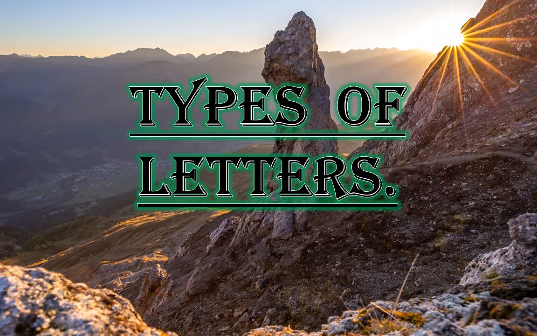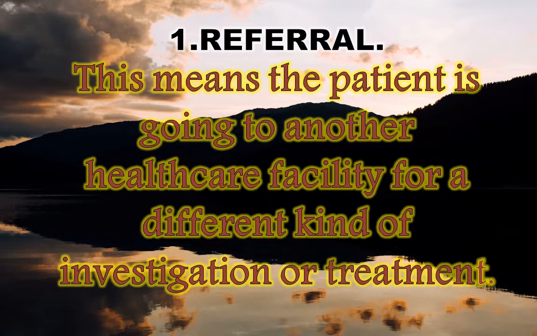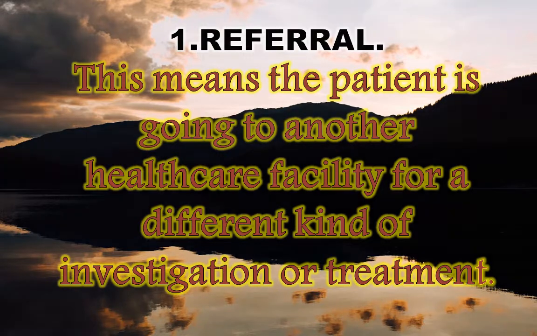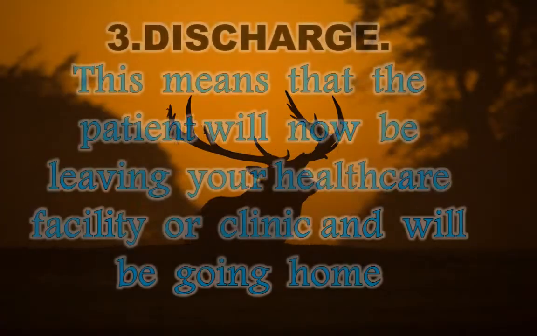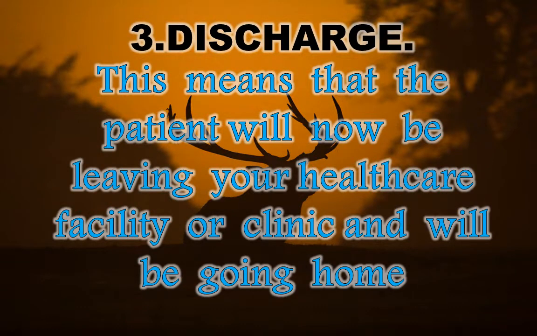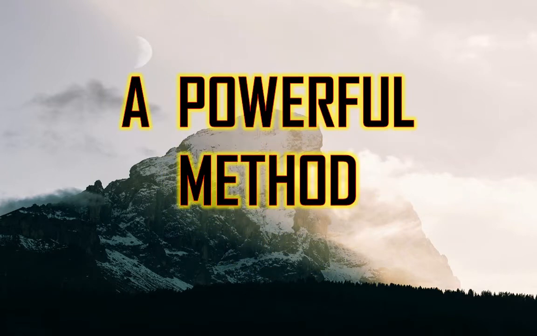Types of letters. There are 3 common types of OET writing letters. 1. Referral. This means the patient is going to another healthcare facility for a different kind of investigation or treatment. 2. Transfer. This means the patient is going to another healthcare facility or department to continue their treatment. 3. Discharge. This means that the patient will now be leaving your healthcare facility or clinic and will be going home.